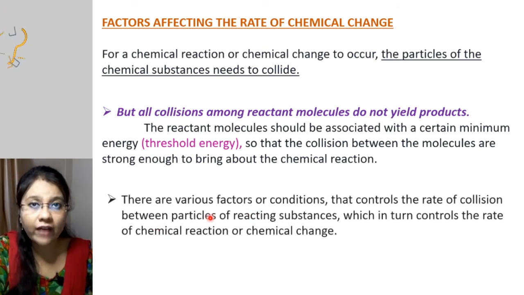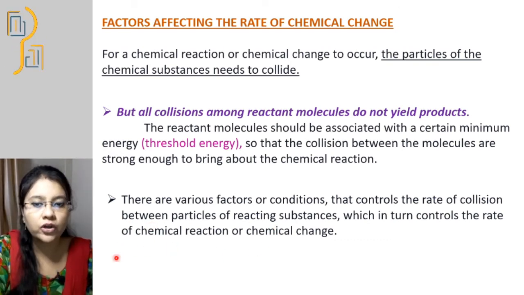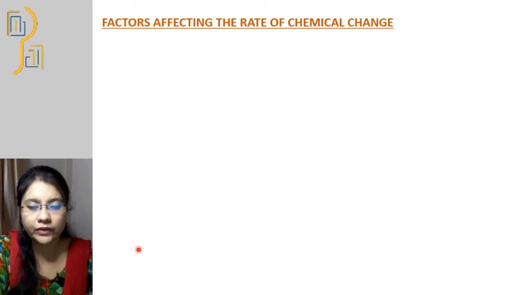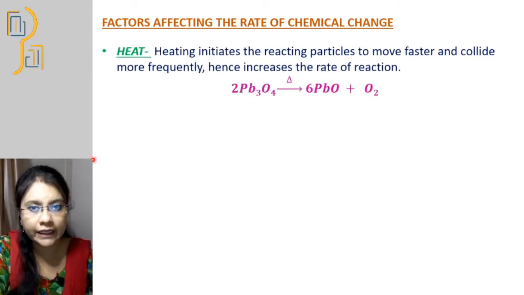There are various factors or conditions that control the rate of collision between the particles of reacting substances, which in turn controls the rate of chemical reaction or chemical change. So you can understand how important these collisions are, and to bring about these collisions there are various factors. The first factor is heat.